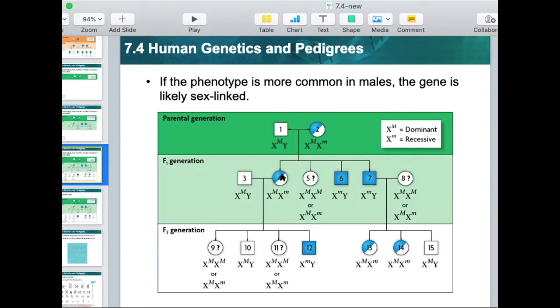So carriers are half shaded ones where we know for sure that they have a capital and lowercase m. On a Punnett square, we don't always know for sure the genotypes. We have to guess sometimes. The dominant trait that a person has, we don't know if they're homozygous or heterozygous for that trait until they have kids. And then if they have kids who have the recessive trait, then we know they must have carried the recessive trait.